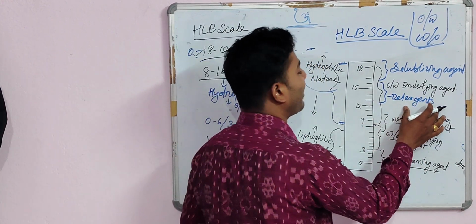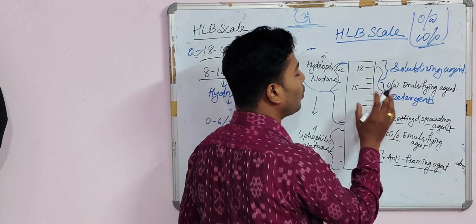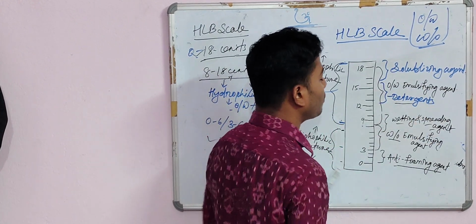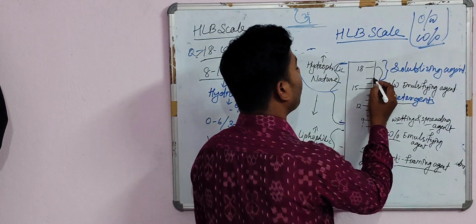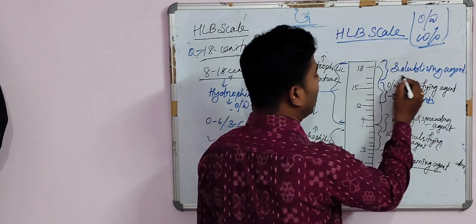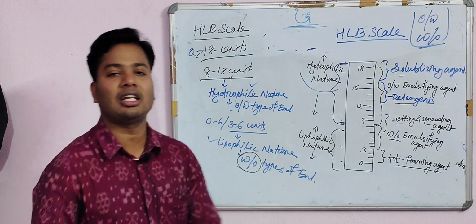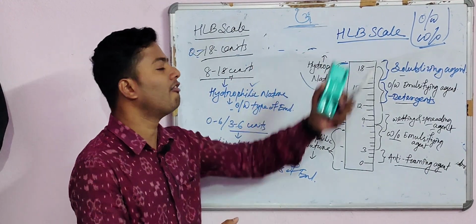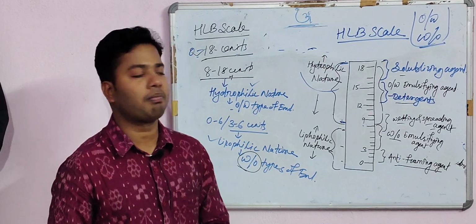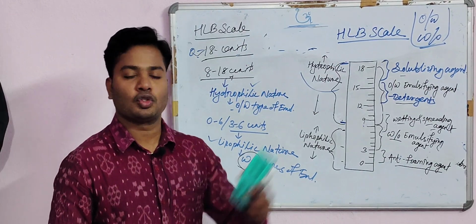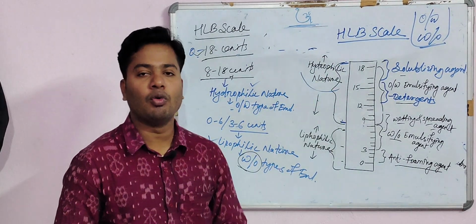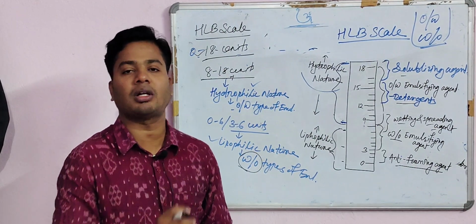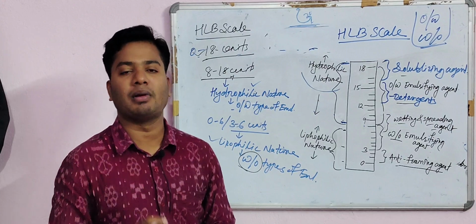Some detergent emulsifying agents are there, those having HLB values of 13 to 16, which are under the detergent emulsifying agents, and 16 to 18, which are under the solubilizing agent emulsifying agents. So that is the complete explanation of the HLB scale or HLB value, that means hydrophilic lipophilic balance. According to the HLB value, you can easily identify which type of emulsifying agent is best for the preparation of a particular type of emulsion.